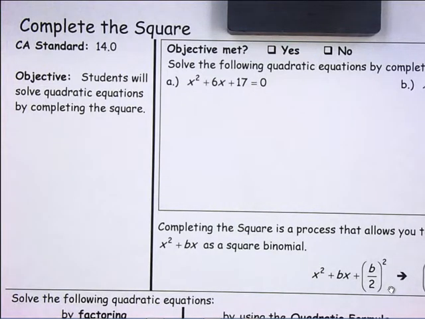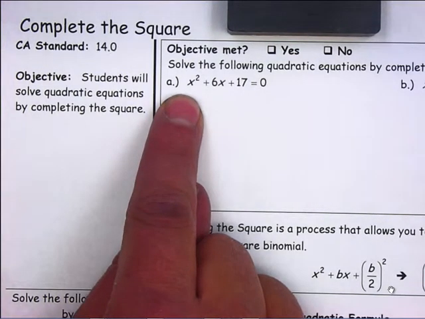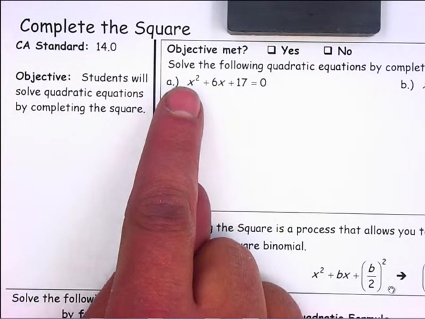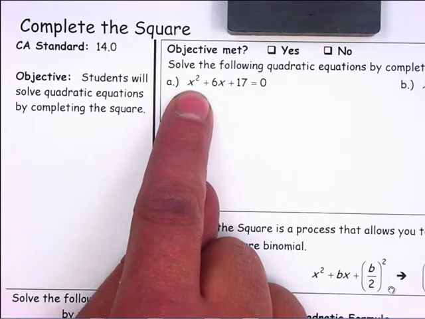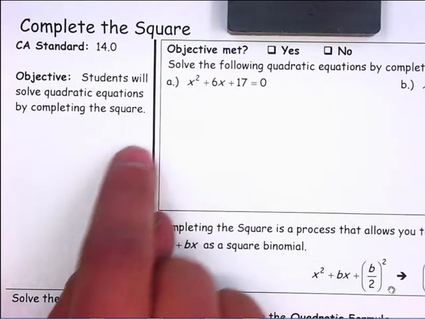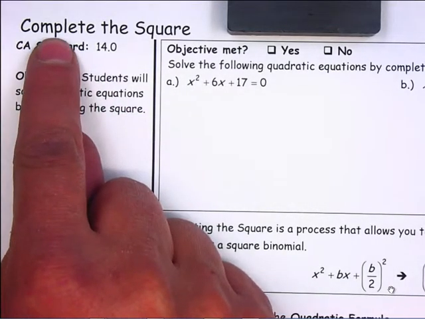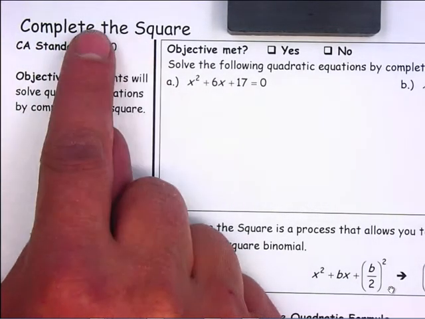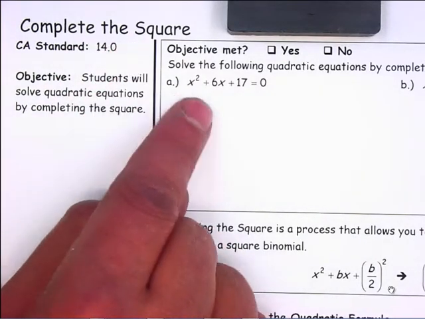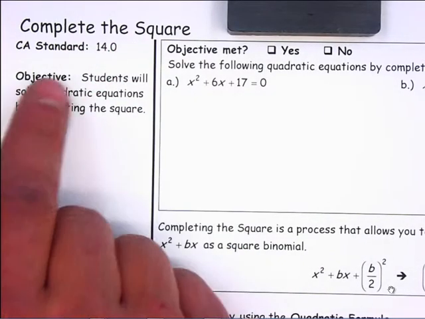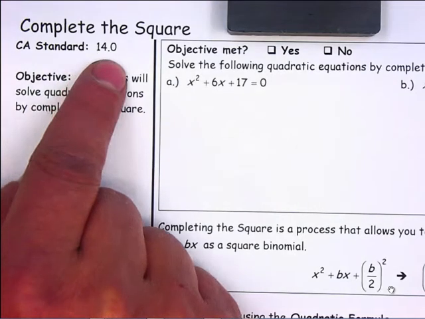Good morning. Today we are going to continue solving quadratic equations, equations where the biggest exponent is a square, so you have an x squared. But today we're going to use a different method. Today we're going to use a method called completing the square. We're going to complete the square in order to solve a quadratic equation. And that is California standard 14.0.